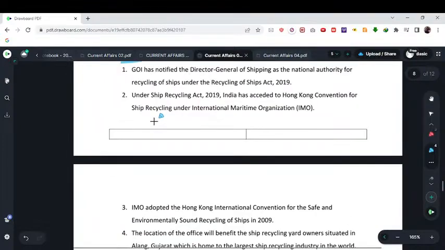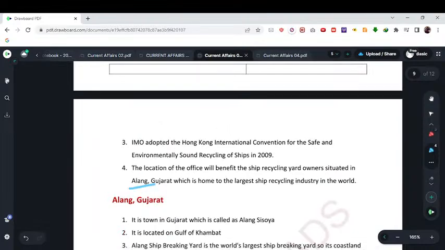Under this you must be aware about Alang in Gujarat, which is the largest ship recycling industry in the world. Now why is Alang so famous for ship recycling? It is because it is on the west coast, and the western coast has natural indentation and higher tides, so it is easier for ships to come till the port naturally, and recycling is easier.